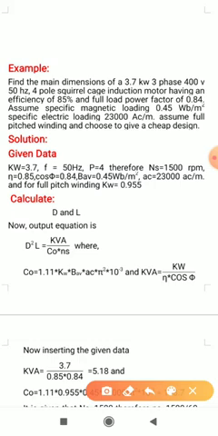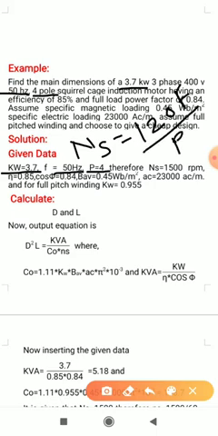Now first we will write the given data. Now you can see here the kilowatt is 3.7 kilowatt, frequency is 50 hertz, number of poles are 4, and because of the number of poles are 4 and frequency is 50 hertz, we can calculate NS by using NS is equals to 120 F by P. And if you put in this equation F is equals to 50 and P is equals to 4, then you will get the NS is equals to 1500 RPM.